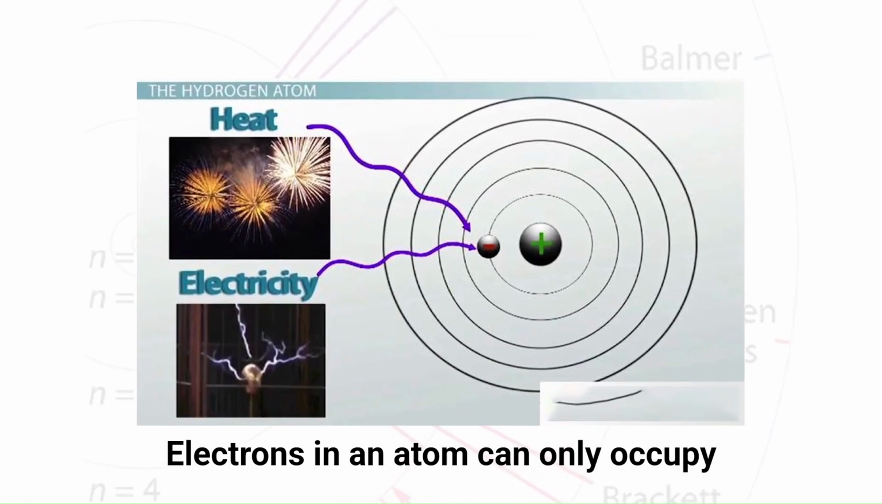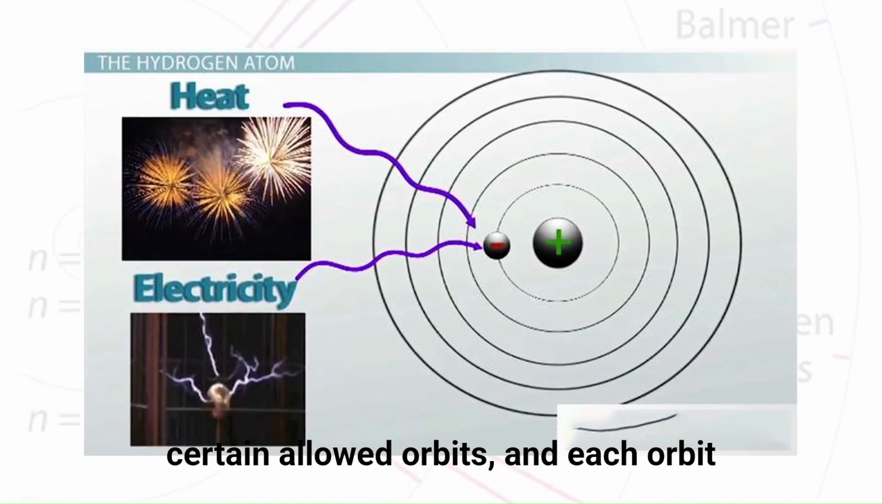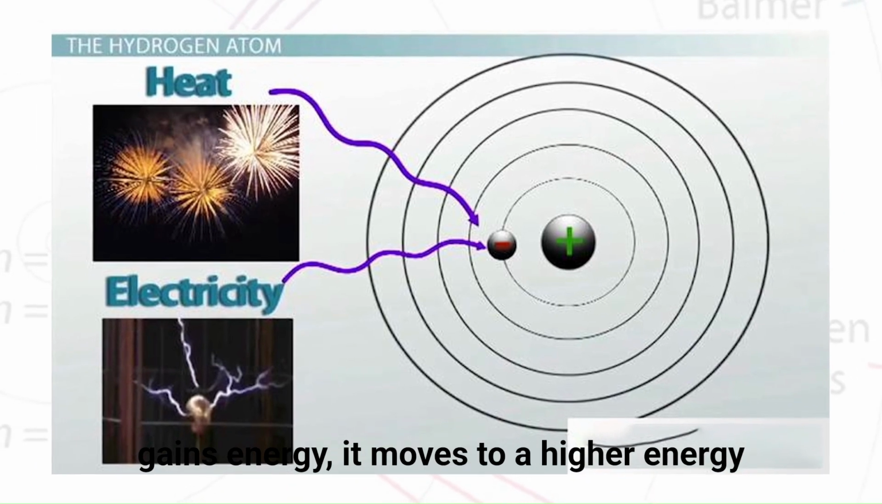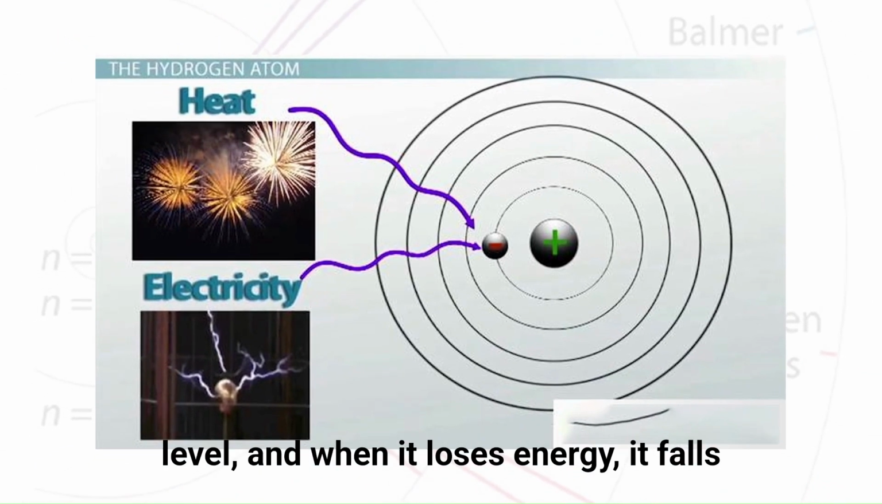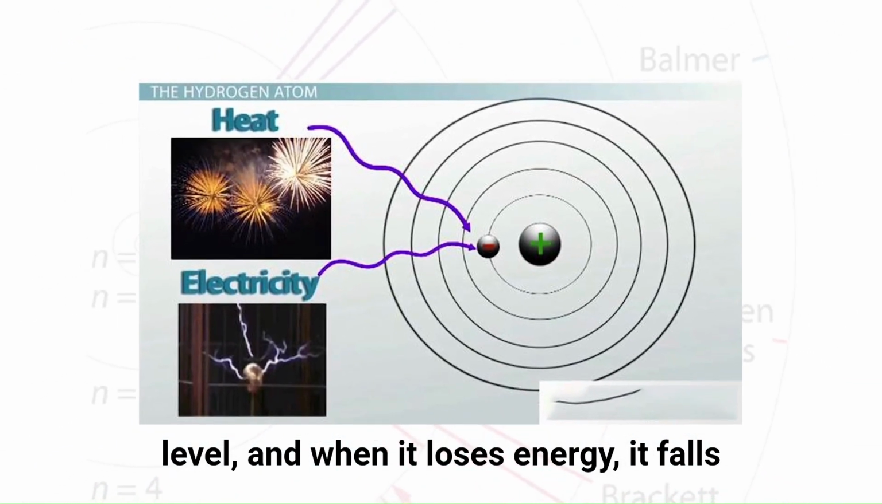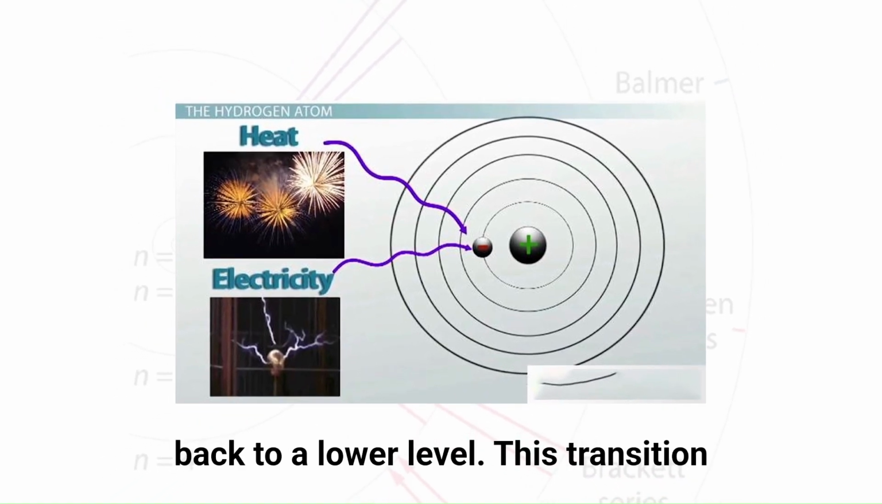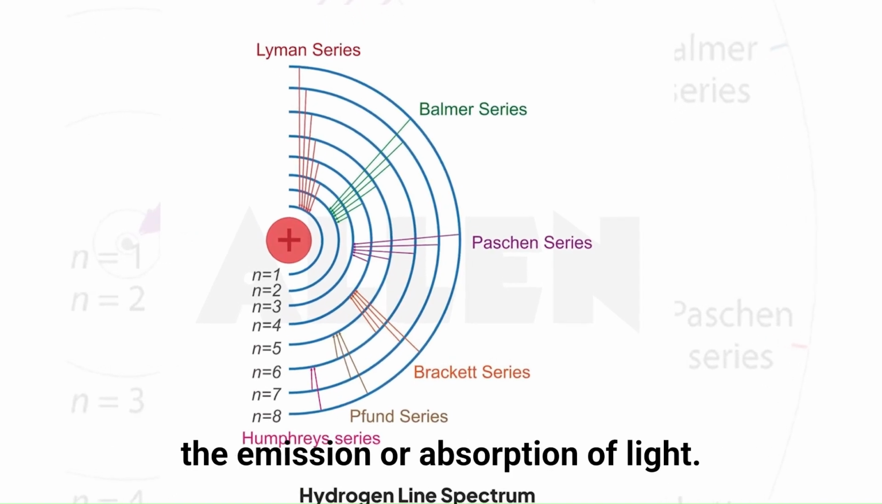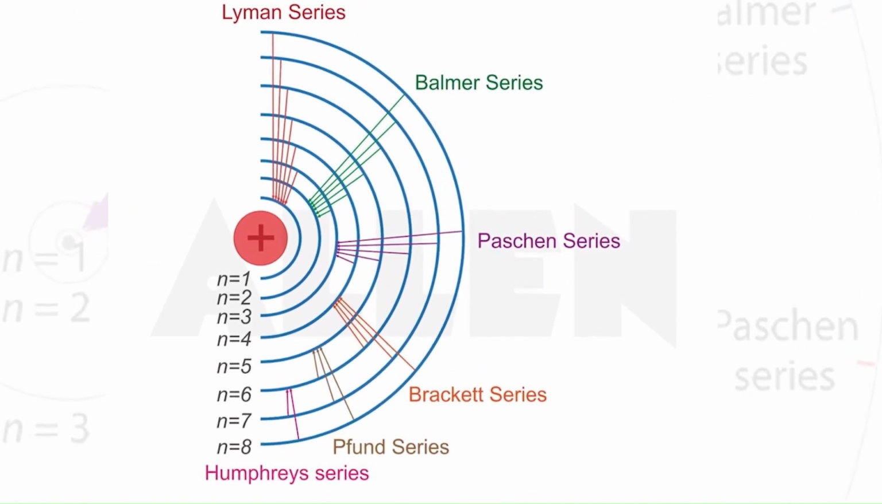Electrons in an atom can only occupy certain allowed orbits, and each orbit has a fixed energy. When an electron gains energy, it moves to a higher energy level, and when it loses energy, it falls back to a lower level. This transition between energy levels is what leads to the emission or absorption of light.